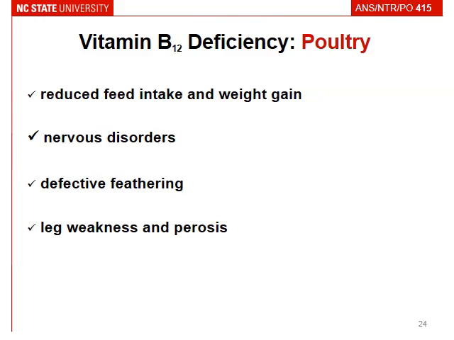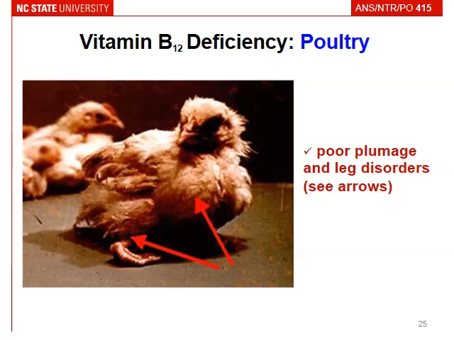In poultry, you see a reduced feed intake and weight gain, nervous disorders, defective feathering, and leg weakness and perosis. So many similar things that we saw with our folic acid deficiency. So here we have a chicken that has both poor plumage and significant amounts of leg disorders, so they're unable to walk. And the leg disorders are occurring more so due to the effect on the myelin sheath than it is to do with perosis or slipped tendon.